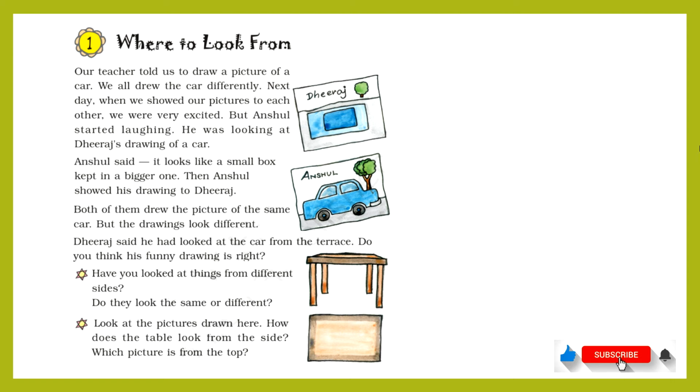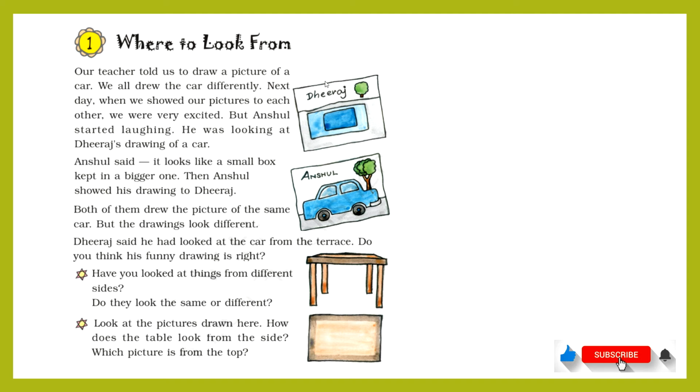So what activity did she give? We'll read. Our teacher told us to draw a picture of a car. We all drew the car differently. Next day, when we showed our picture to each other, we were very excited. But Anshul started laughing. He was looking at Dheeraj's drawing of a car. So I'll explain this paragraph.